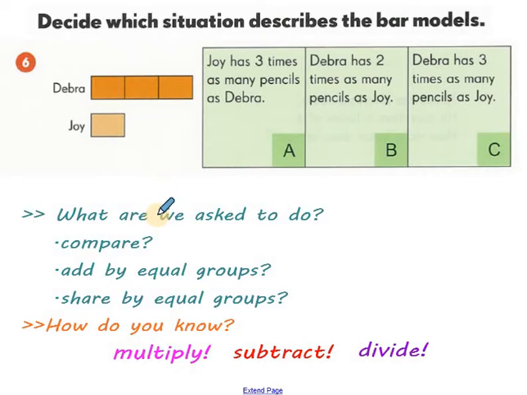Which one do you think it is? Press pause if you need to think, because I'm going to tell you the answer in 3, 2, 1. This is the story that matches the bar models. It shows that Deborah has 3 and Joy has 1. So Deborah has 3 times as many as Joy. Let's do another one.